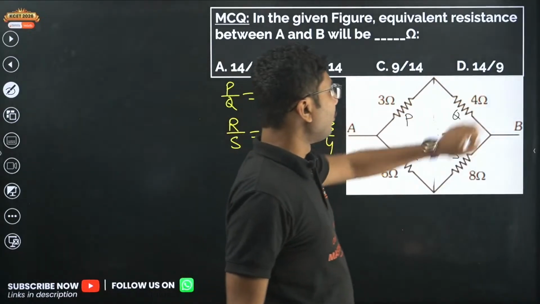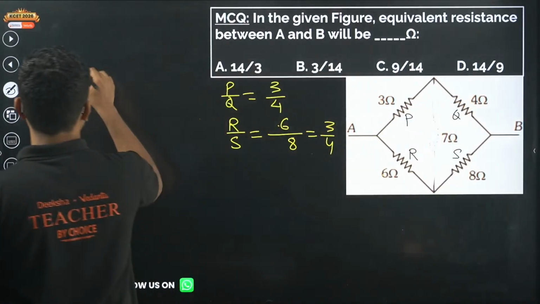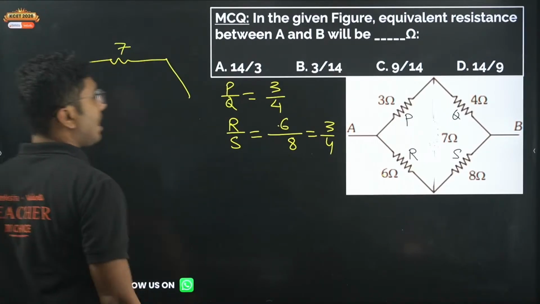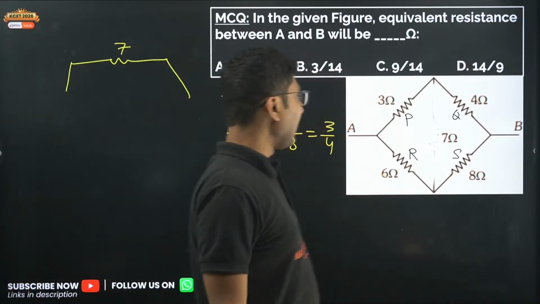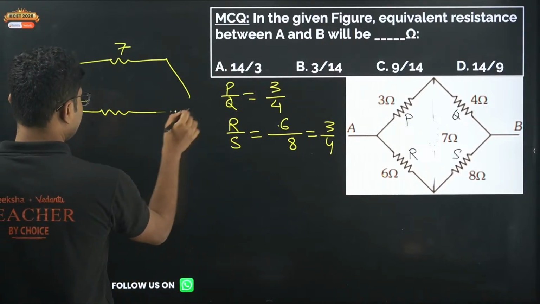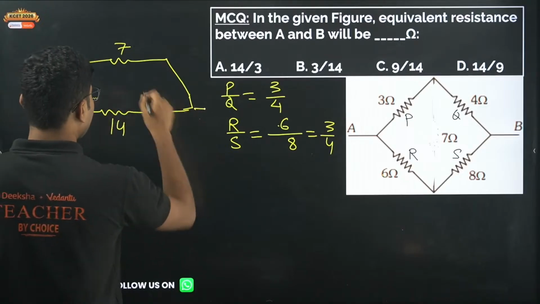So 3 and 4 are in series, so the equivalent resistance of that is 3 plus 4, that is 7. And 6 and 8 are in series, so that will be again 6 plus 8, that is 14. So 7 and 14 are in parallel.